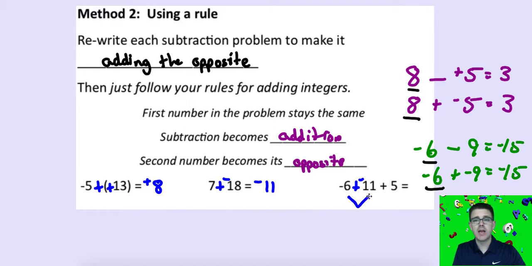Negative 6 plus negative 11, same signs, add them together and keep the sign. Plus 5, different signs, subtract. Take the sign of the bigger number. 17 is bigger than 5, so my answer is going to be negative 12. So keep saying that phrase, adding the opposite. Subtraction becomes addition, and the next number becomes its opposite.